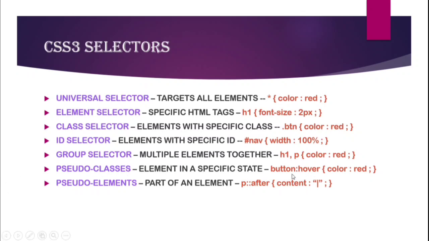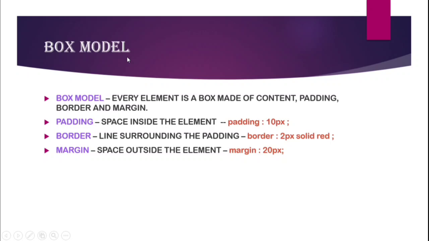Then we have pseudo classes, that is the hover effect, and pseudo elements, that is nothing but the after and before effect. Then we can go to the box model. Box model is one of the most important things in CSS3 that you need to learn. Box model is nothing but every element is a box made of content, padding, border and margin. So these four elements make the box model.